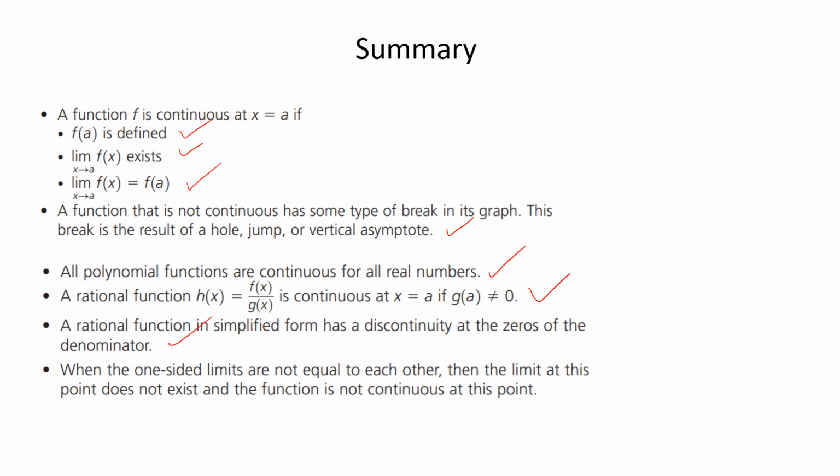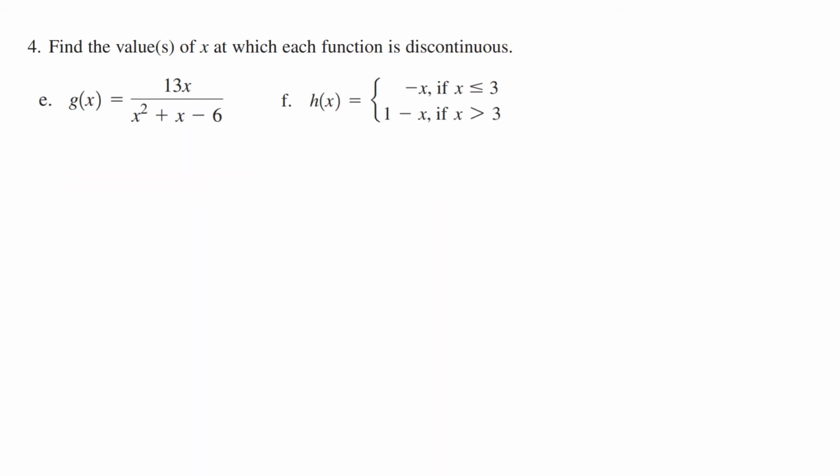When one-sided limits are not equal to each other, then the limit at this point does not exist and the function is not continuous at this point, which the last question we actually proved. For this question, it wants us to find the values of x at which each function is discontinuous. So in this problem, it's a little bit different because it's just saying apply what you know as the conditions to find out at which values this time that x can be discontinuous.